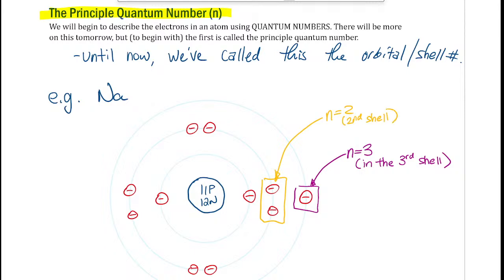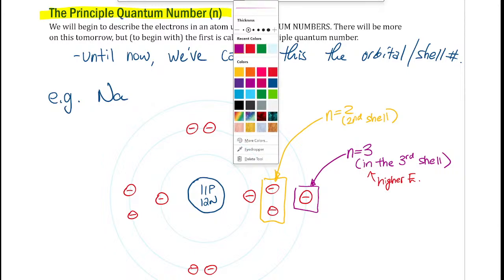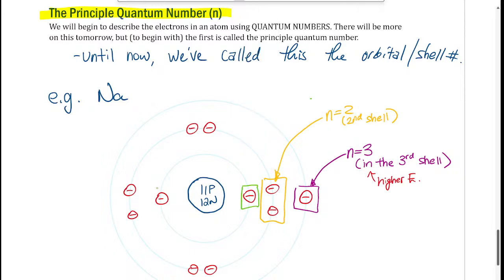And the other thing we can say is that this would have higher energy than that. And then, of course, the lowest of them all, in this case, is this electron here and that electron there, both of which have a principal quantum number of 1, which tells us that they're in the first shell, and that, of course, has the lowest energy level of these. The lowest energy level possible is the first shell.